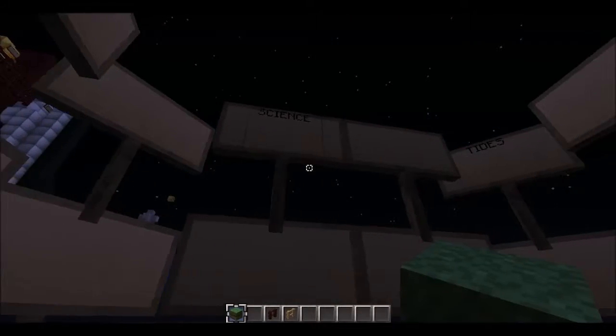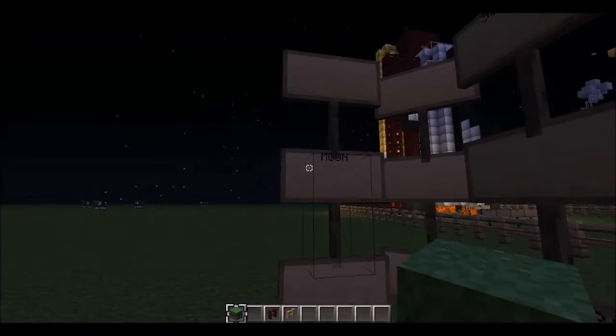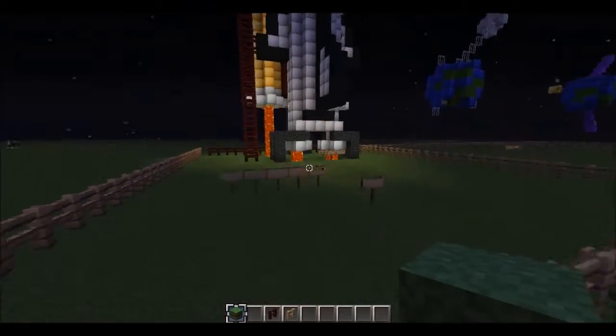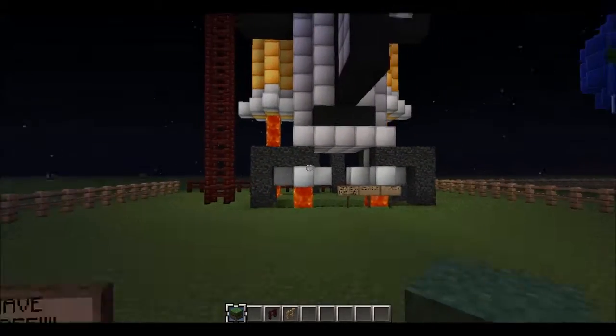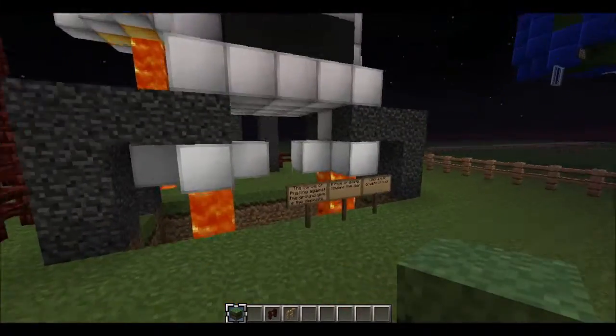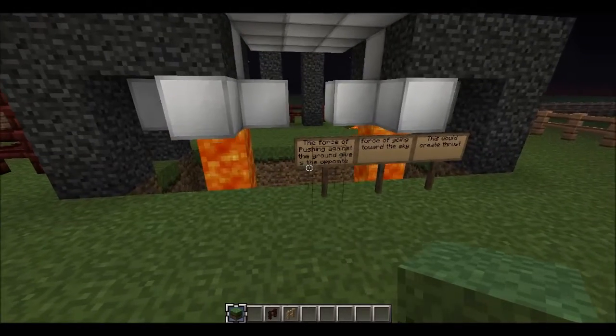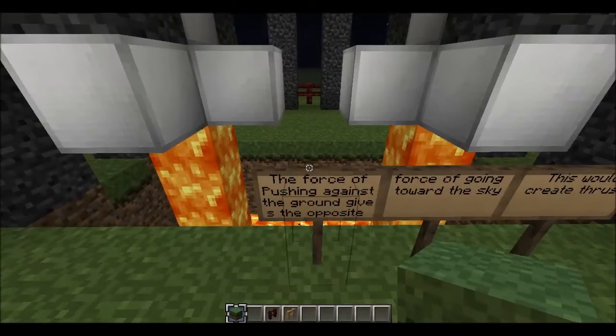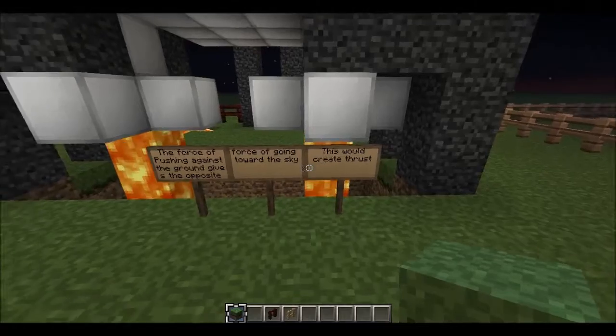We're going to be talking about science today, about tides, the moon, and space shuttles. Let's start off with the space shuttle. Here is a model I have created. It shows thrust, the force of pushing against the ground, giving the opposite force of going towards the sky. This will create thrust.